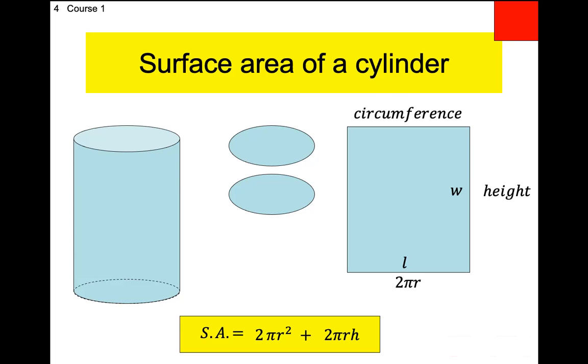Okay, does everybody have the formula written down? How many different letters are actually in the formula? There's only 2. So you only need 2 bits of information to use this. You need what 2 letters? R and H. So I need the radius and the height.